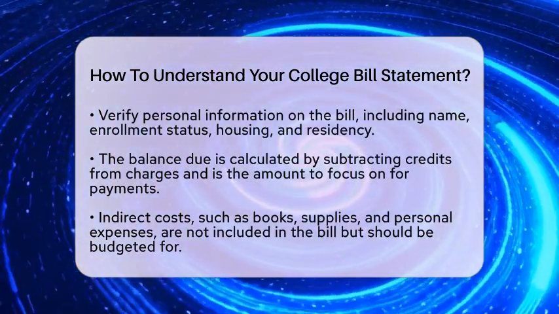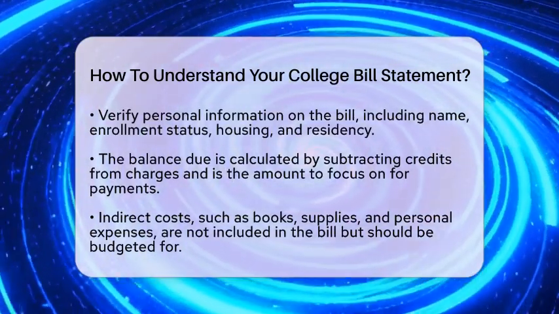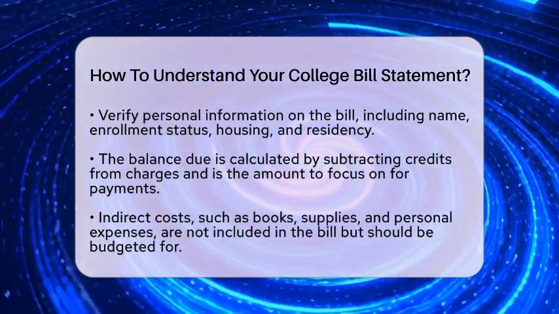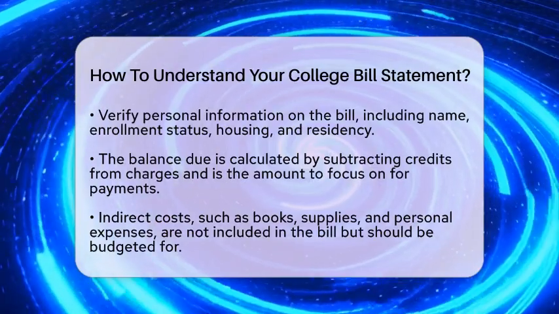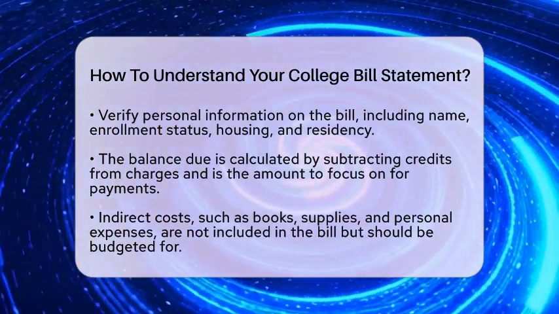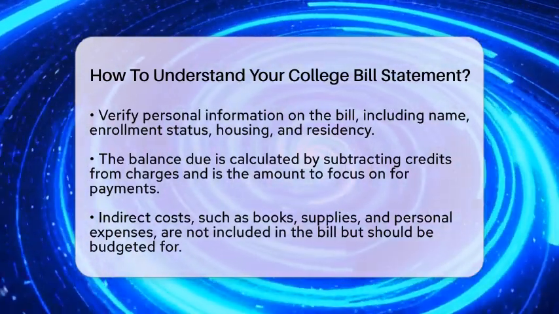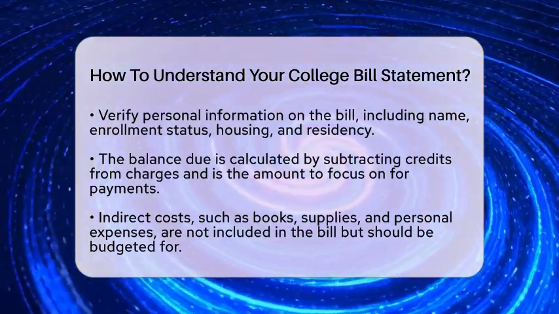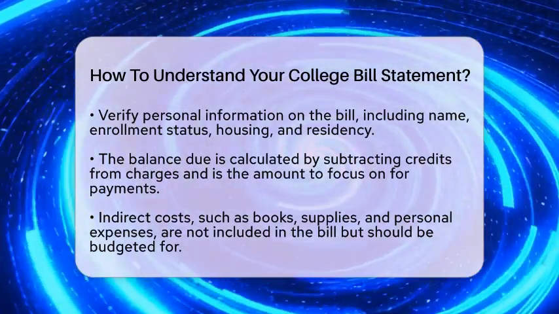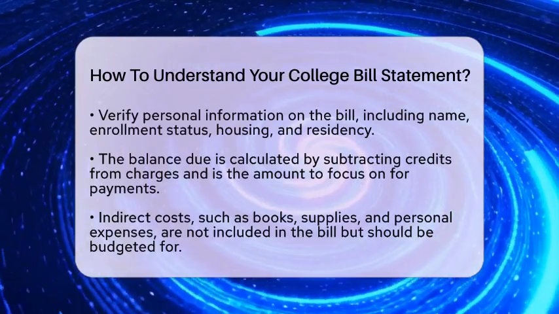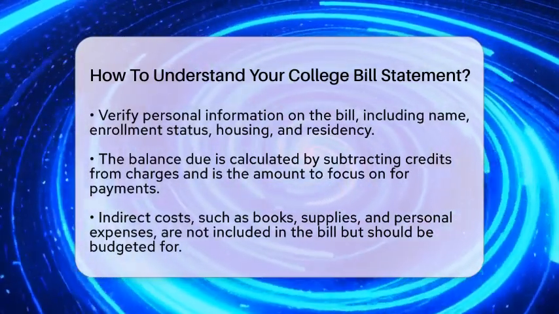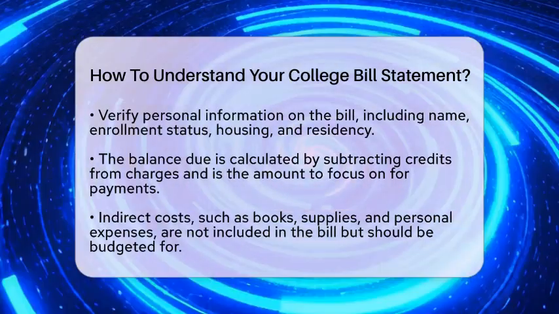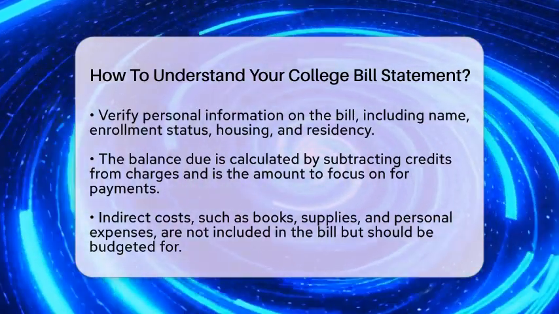Keep in mind that the bill typically shows only direct costs billed by the college. Indirect costs like books, supplies, transportation, and personal expenses are not included on the bill, but you should budget for these as well. Always review your bill carefully for accuracy. Look for any charges that seem incorrect or missing financial aid credits. Some fees, such as health insurance, may be waived if you have your own coverage, so check if you can opt out.